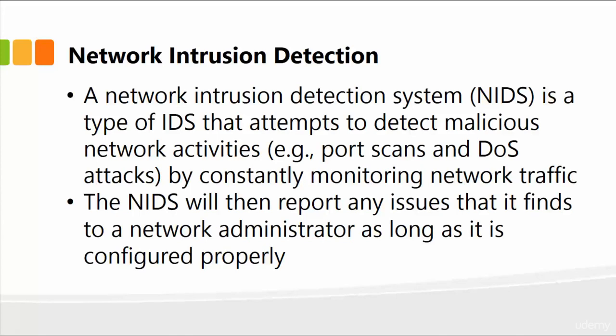The NIDS will then report any issues that it finds to the network administrator as long as it is configured properly. So now the network admin or yourself, for instance, would just get an email saying someone tried to get in through a certain port. And you can detect that IP address, for example, or the request coming from a certain source.